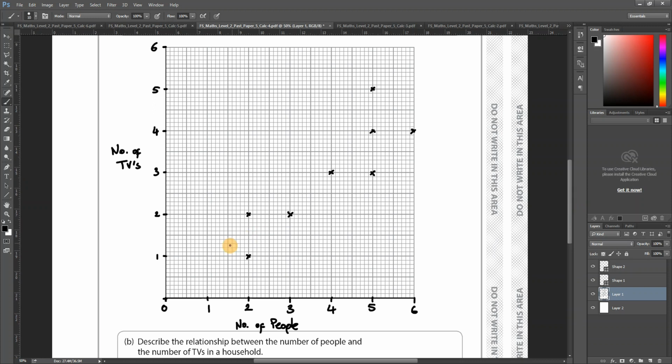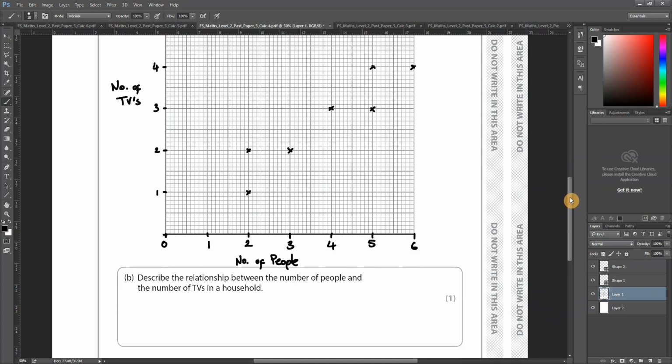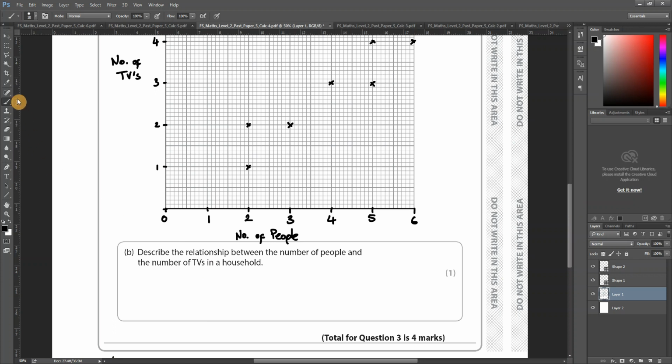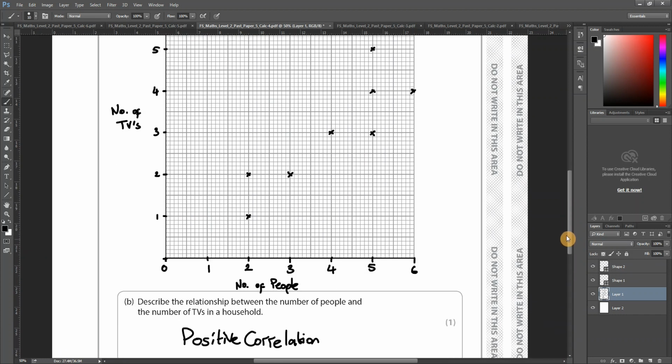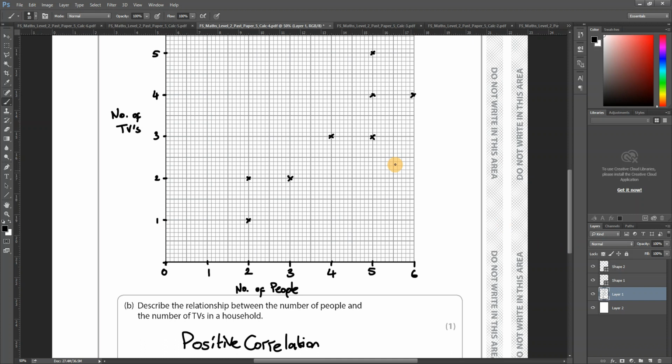And as you can see, because the crosses are going in an uphill kind of way, going from left to right, definitely this is going to be a positive relationship or positive correlation. That's all he's saying. So let's put that in: positive correlation. Yeah, and that gets you an extra mark. So 4 marks in total for that question. Let's move on to the next question.